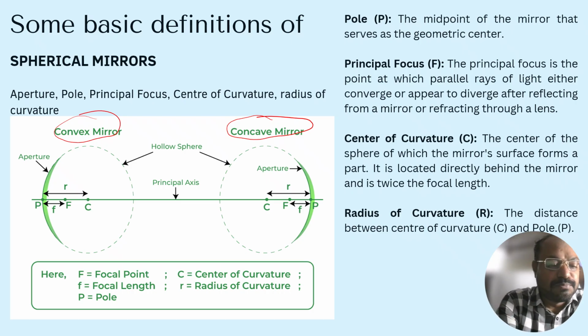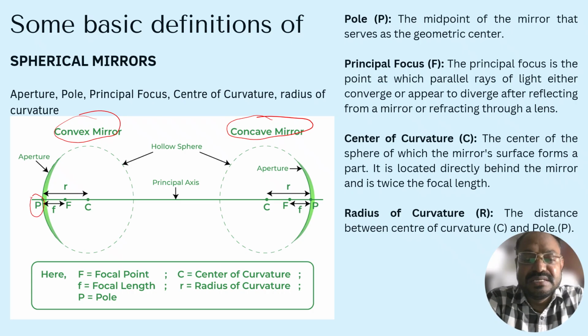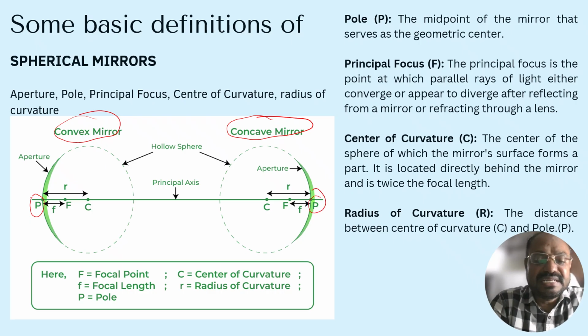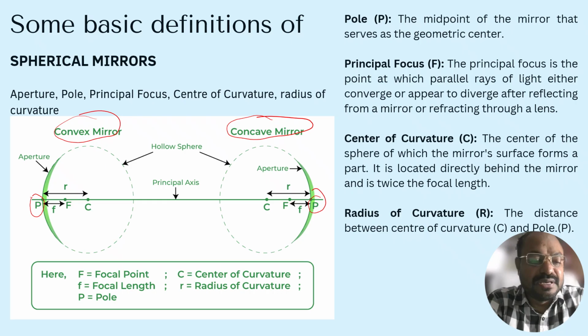And you can see the pole, capital letter P, is the midpoint of the mirror that serves as a geometric center. So P can be located in both convex and concave mirror. Then, capital letter F, the principal focus. The principal focus is a point at which parallel rays of light either converge or appear to diverge after reflecting from a mirror or refracting through a lens.